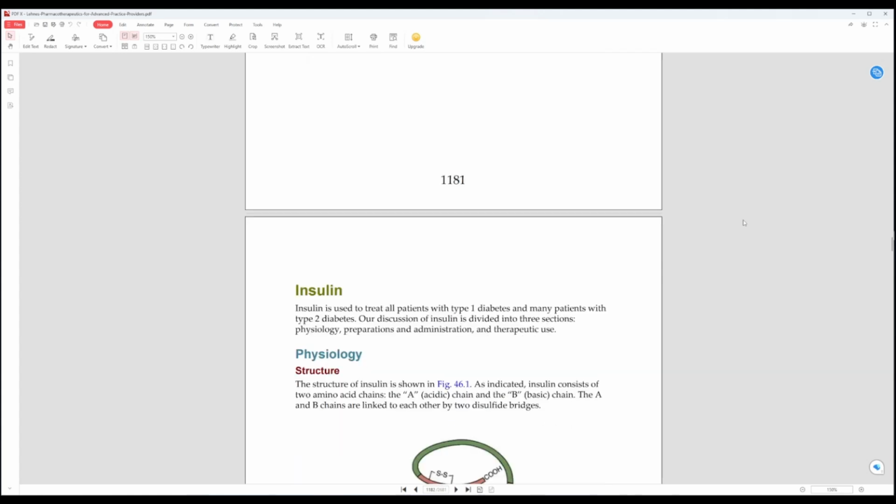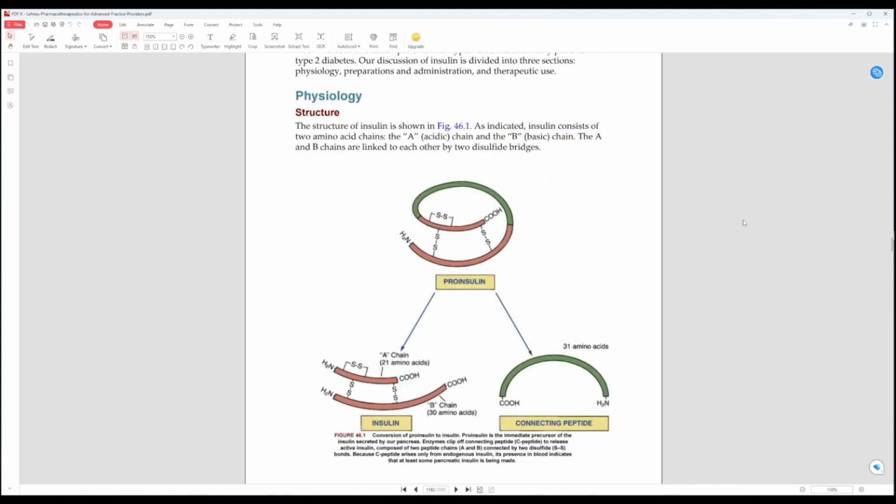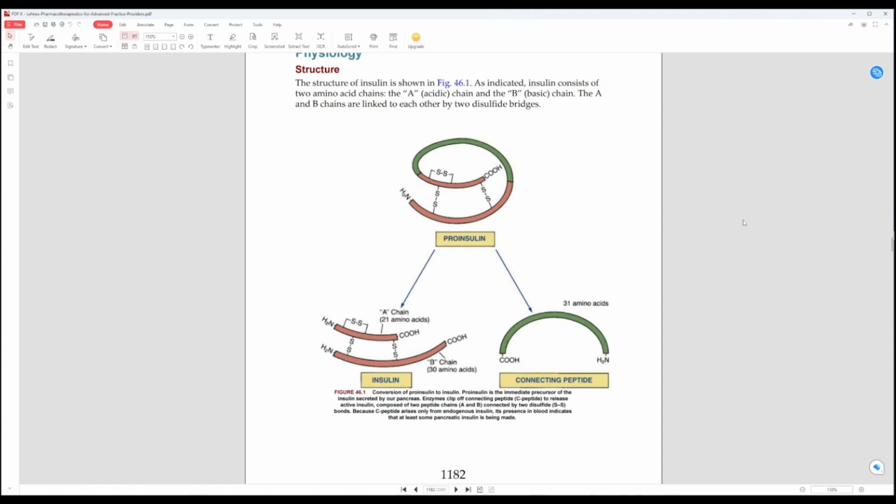So, let's start off with insulin. Insulin is used to treat all patients with type 1 diabetes and many patients with type 2. Our discussion of insulin is divided into three sections: the physiology, its preparation and administration, and finally the therapeutic use. So we'll start off with the physiology, its structure.